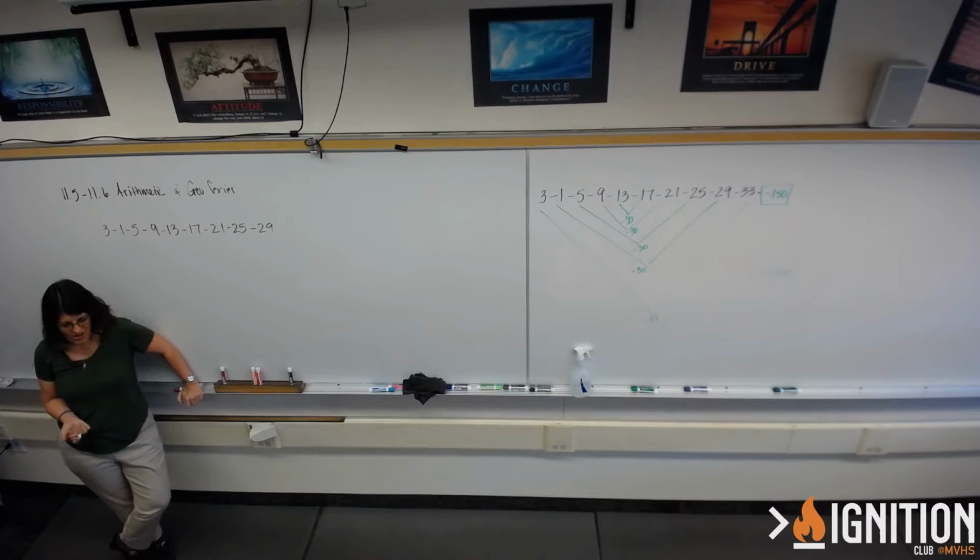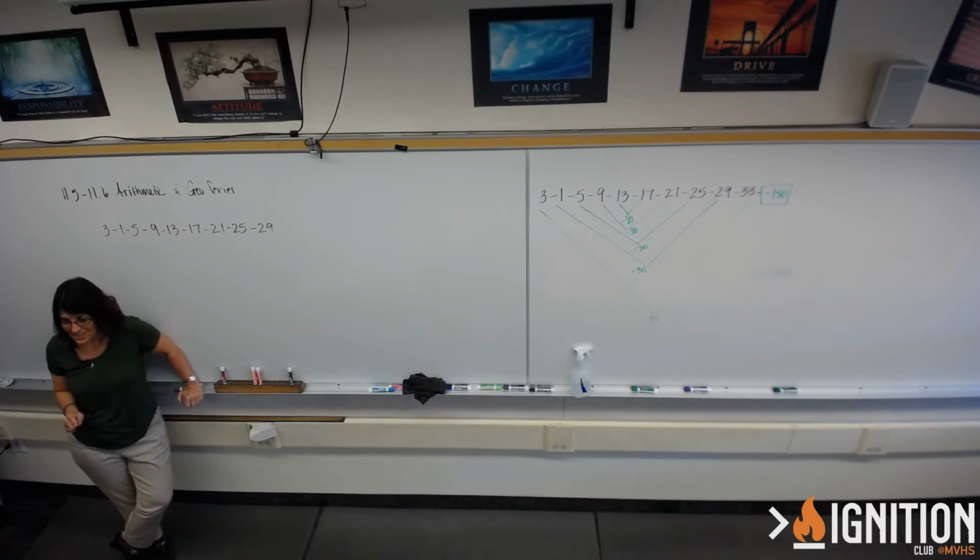How many terms are there? 9. Divide that by 2, that's 4.5, right? How do you have 4.5 terms? You don't. It's not 4.5 terms. It's 4.5 pairs or 4.5 sums.